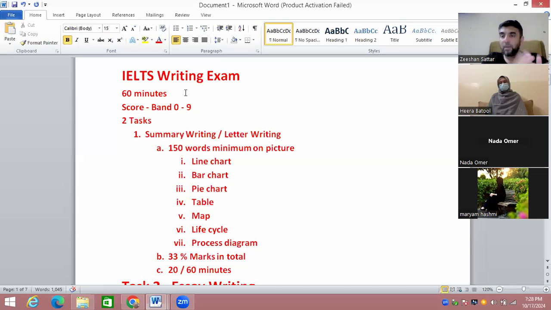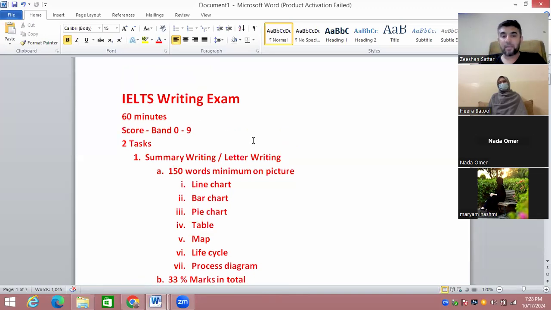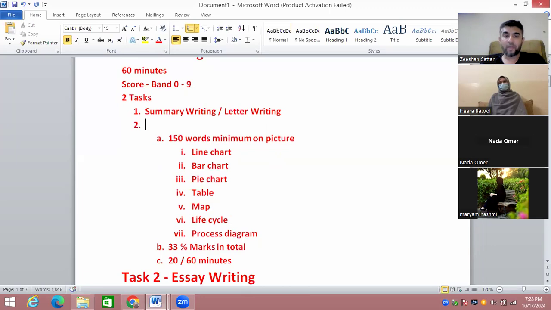0 stands for minimum, 9 stands for maximum. So whatever you get in your summary rating, the summary marks rating or the letter marks rating is again on the bands, and the bands are from 0 to 9. What you get out of 0 to 9 in the summary exam, 33% of that is added into the total score of your writing.